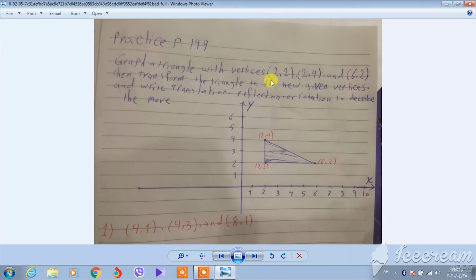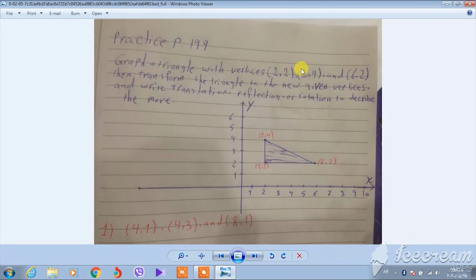Look, we have (2, 2) in the original. The first thing we need to do is make the original figure. Which point is (2, 2)? On the x-axis we have 2, and on the y-axis we have 2. So we have 2 and 2 in x and y. So this point is (2, 2).